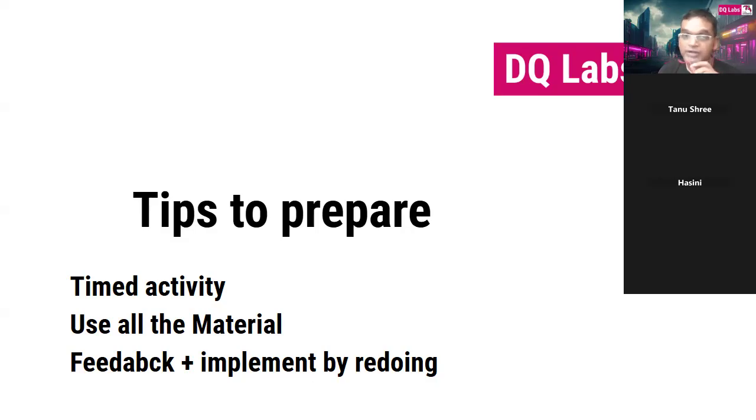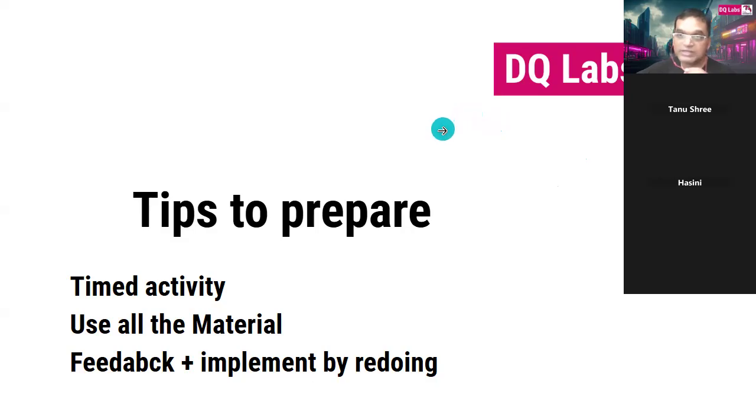And the third point is that you have to take feedback from the faculty and also listen to the feedback given by the faculty to other students as well, because there's a lot of learning that happens by looking at or listening to the feedback that is given to you and also to others.